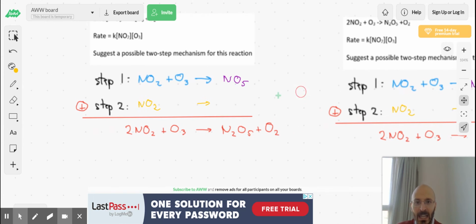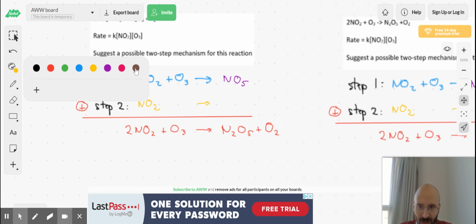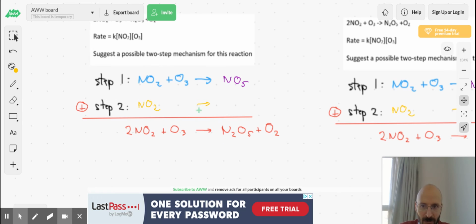Now, you see NO5 is not a product of the balanced equation. So that means we need to get rid of it. And to do so, we write it as a reactant of step 2. So then we have to get the products of the balanced equation now. So we try to do so. We write here N2O5 and O2.